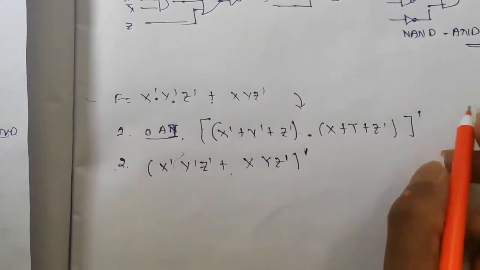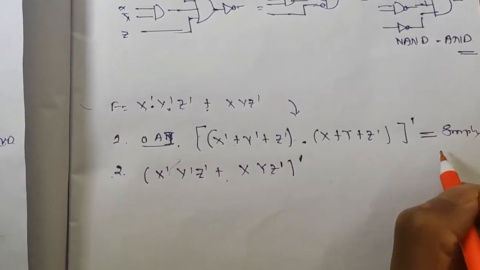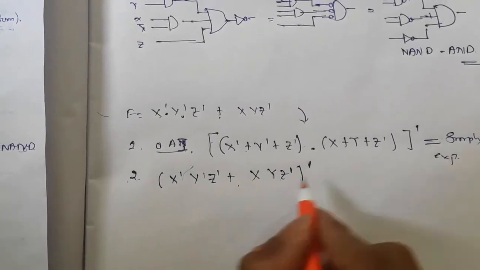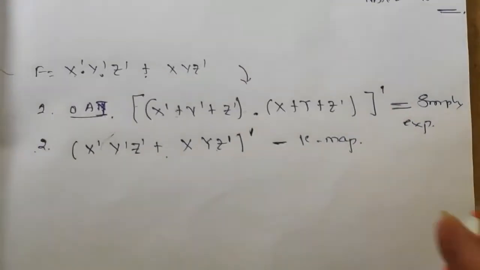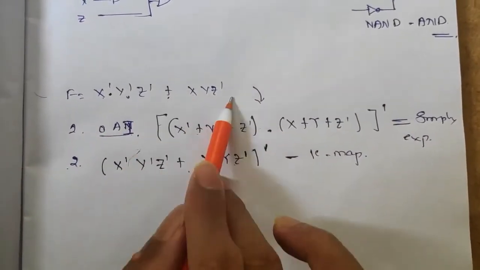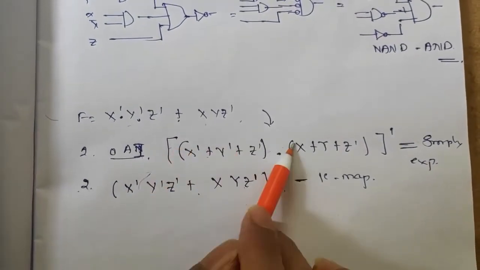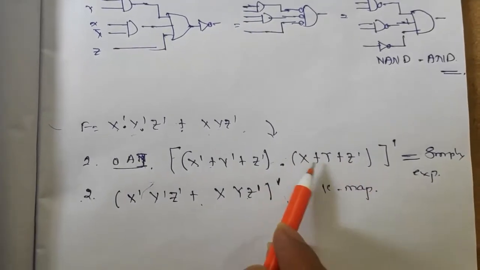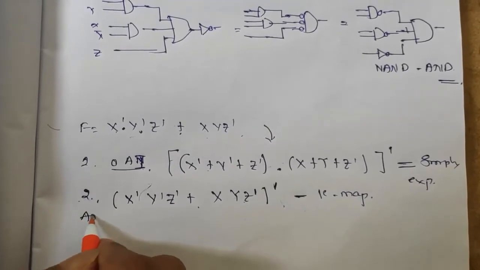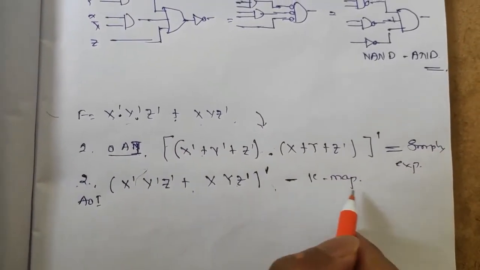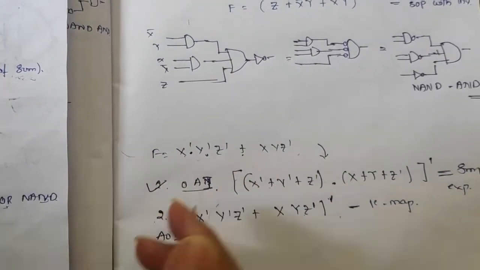For the first method we will use normal simplifying of the expression. For the second method we will use K-map. You understand? If they give you some expression, then how do you convert it? You can convert a simple expression to get the second form, AOI, OAI, and another one you can get, AOI. So this is K-map. I will discuss it; we will start with the first one.